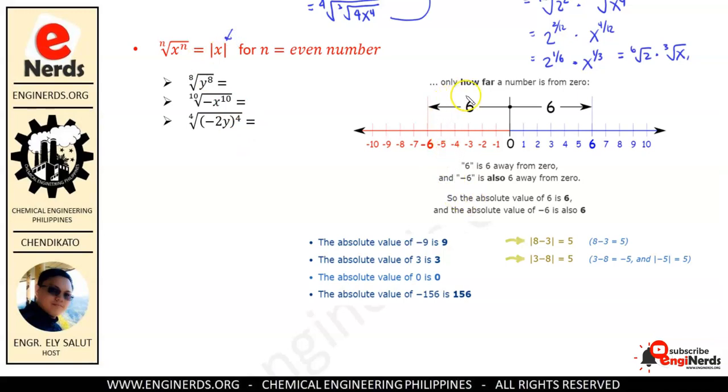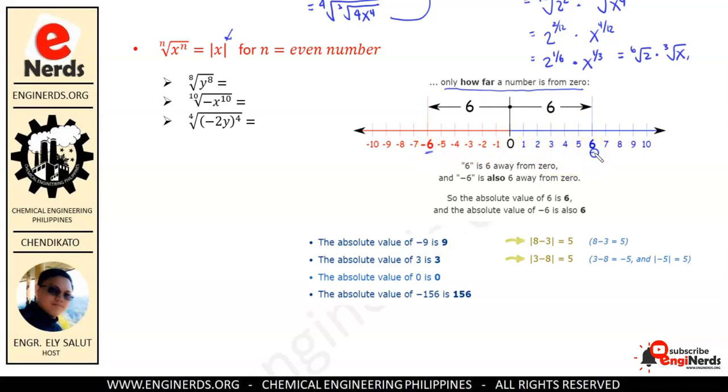Absolute value means how far the number is from 0. So absolute value is always a positive number. Like you can see from here, no? We are talking about the distance of a number from 0. We have 6 and negative 6 right here.